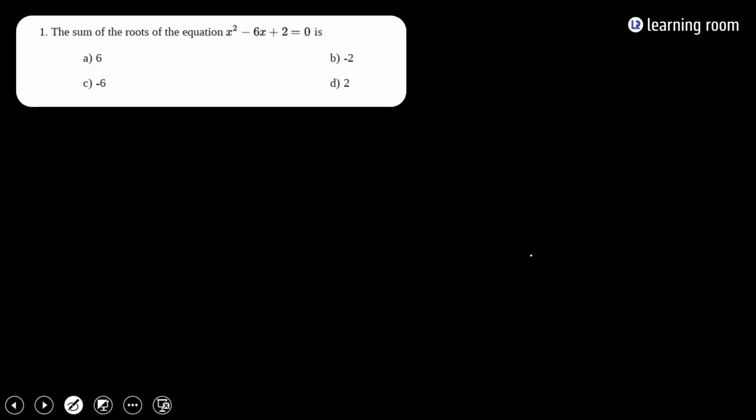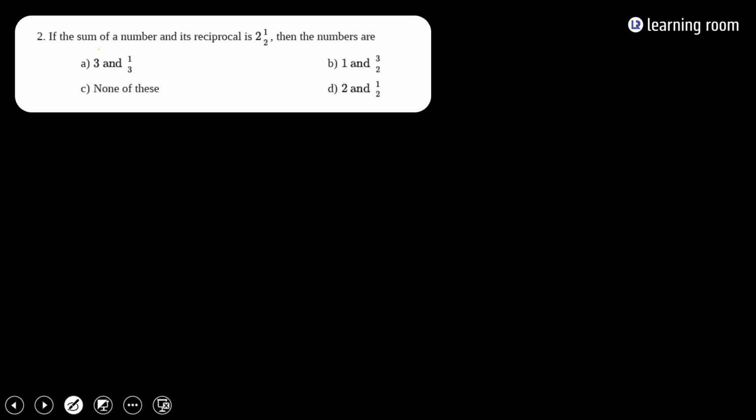The sum of the roots of the quadratic equation. So I told you yesterday, in a quadratic equation they'll use the language of roots, and in polynomials they'll use zeros. So minus 6 is the answer. Six is the answer.